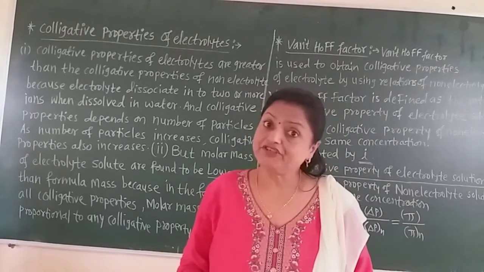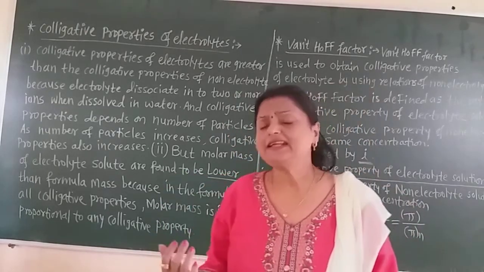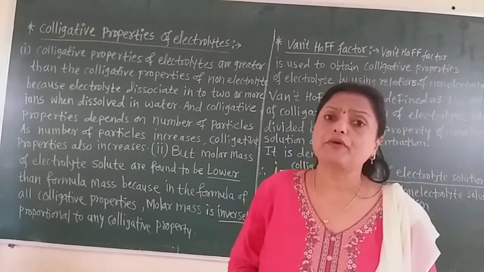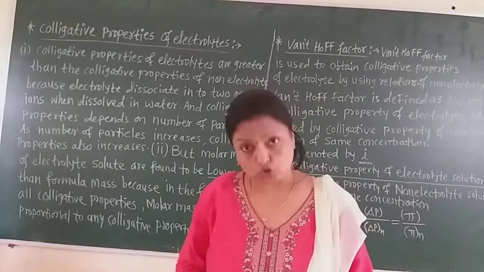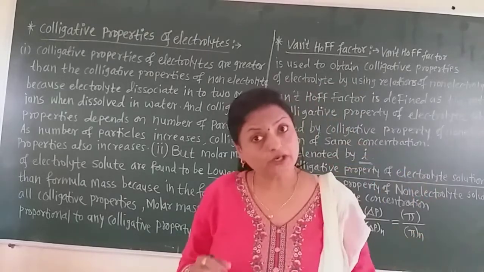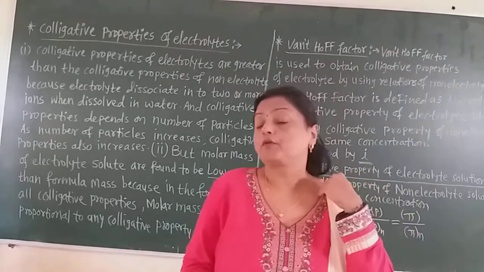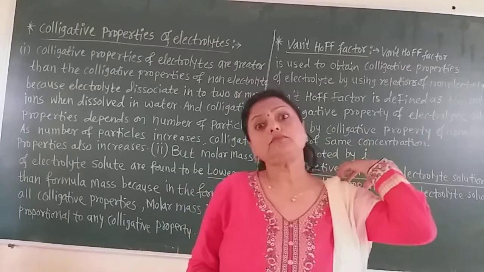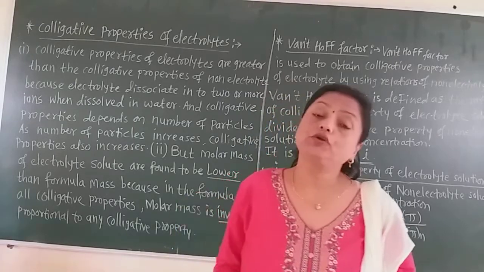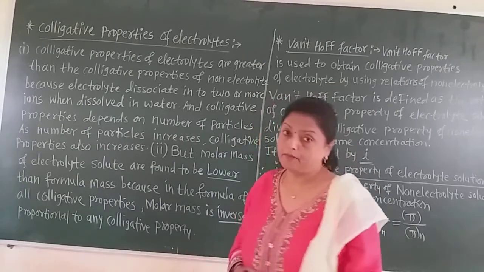And in osmotic pressure also, the molar mass of the solute is inversely proportional to the osmotic pressure, and in the lowering of vapor pressure also. So all these colligative properties are inversely proportional to the molar mass of the solute. So though the colligative properties of electrolytes increase, the molar mass of the solute which is calculated is lower than that of the formula mass.